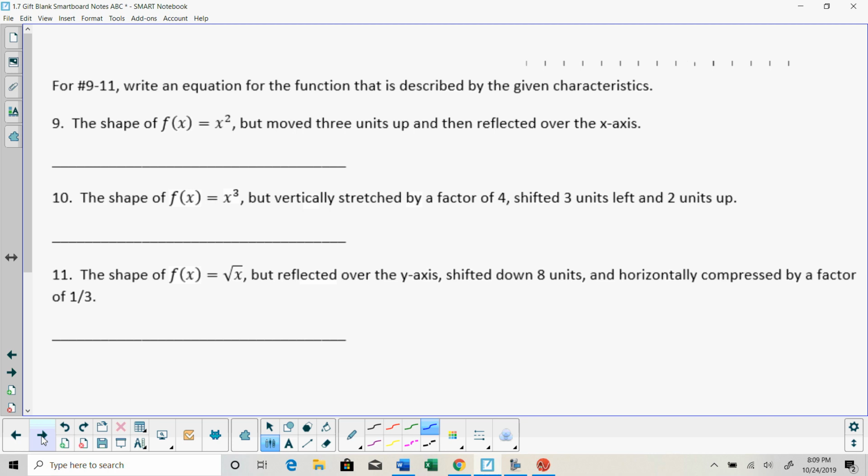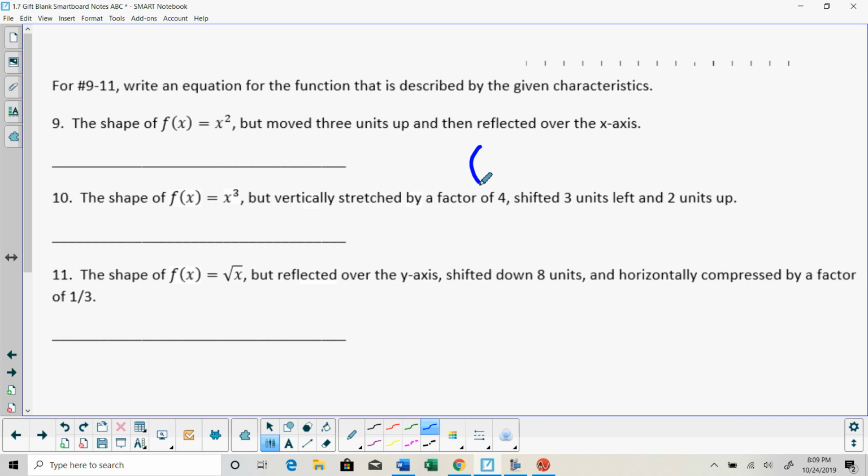All right, let's take a look at number 9. It says, write an equation for the function that is described by the given characteristics. The shape of f of x equals x squared, but moved 3 units up and then reflected over the x-axis. So if we want to have the shape of f of x equaling x squared, but moved up 3, I'm just going to do my work over here while I'm thinking about this.